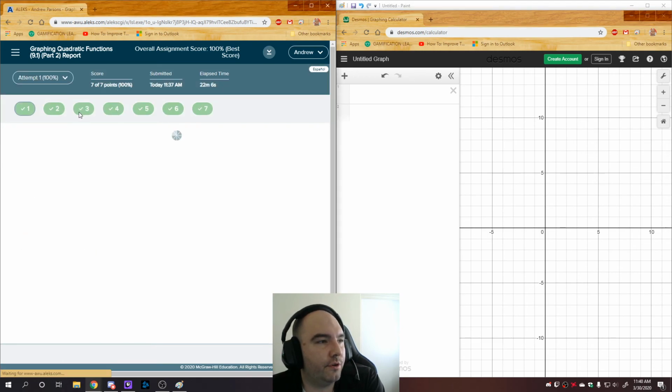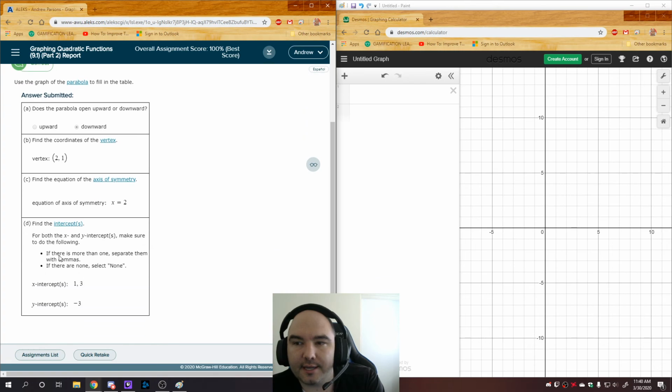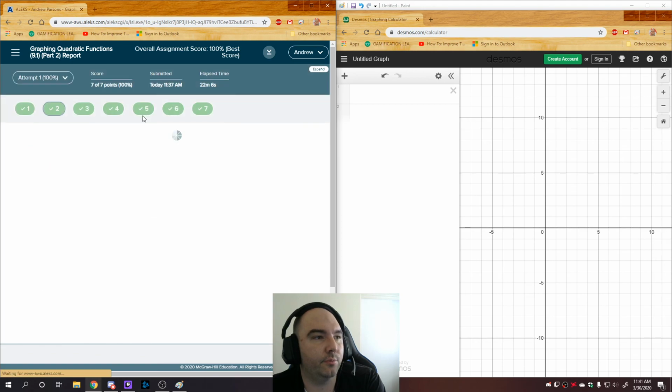On problems 2 and 4, we looked at more of these graphs where you analyze the vertex, axis of symmetry, the intercepts, whether it's facing up or down. And, as it would be, I missed one on each one of those each time because I'm a goober.